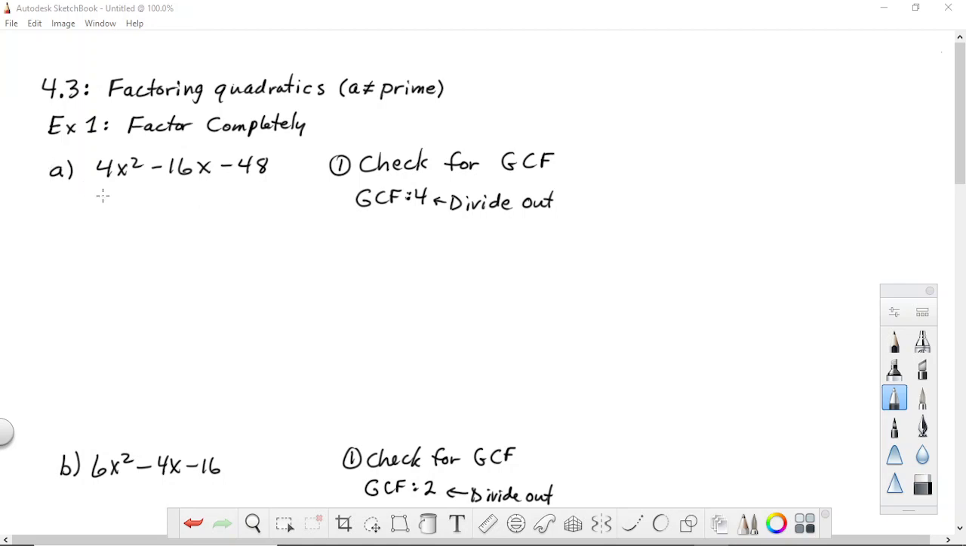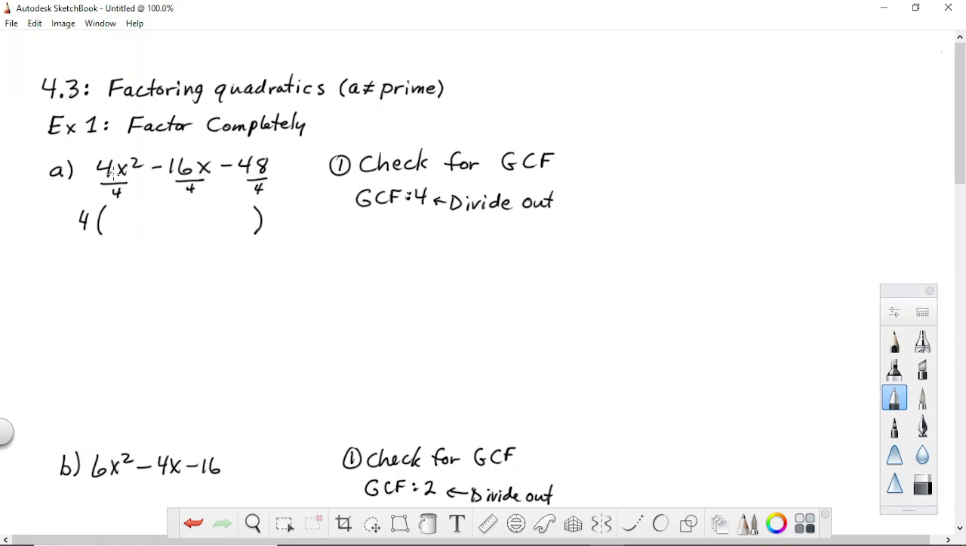So we look at our first example and we see, well, is there a common factor? And we see the greatest common factor of this one is 4, which I already have written here. Greatest common factor is 4, so the first thing we're going to do is divide out that 4. So we're going to have 4 times, and to see what goes in the parentheses, we can just go ahead and divide each term by 4.